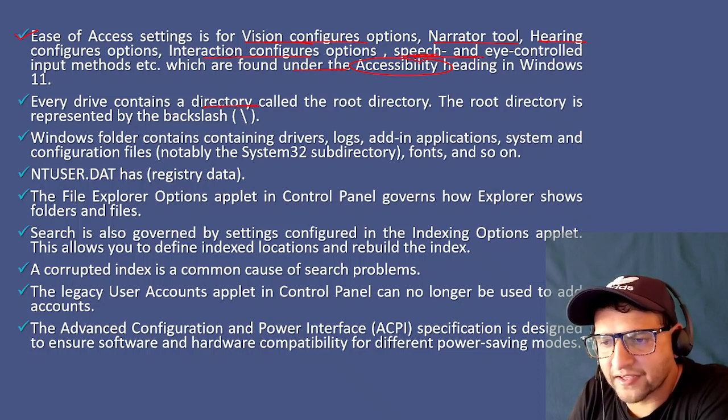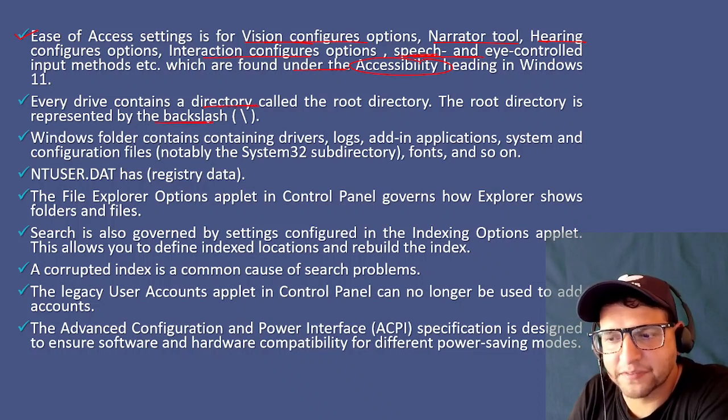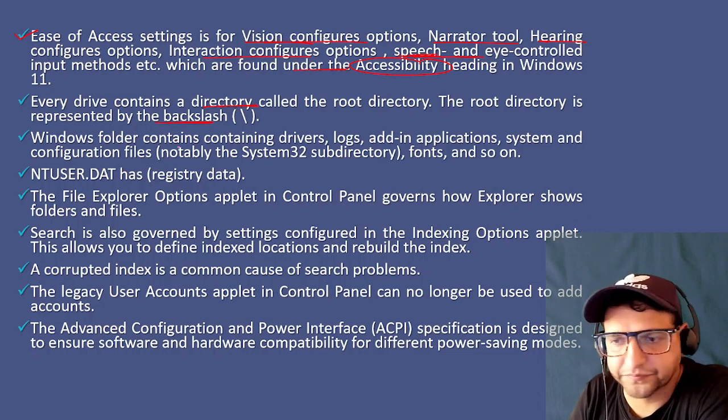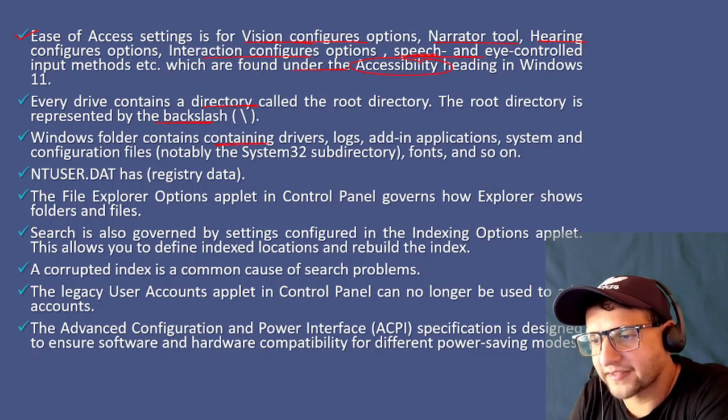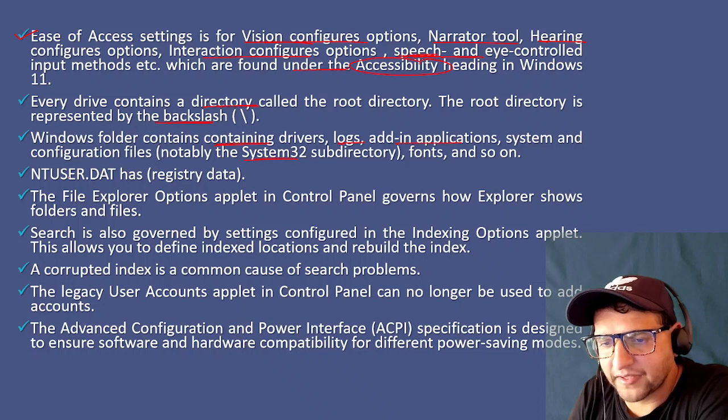Each drive contains a directory called the root directory. Root directory is represented by a backslash. The Windows folder contains drivers. It contains logs, add-on applications, system and configuration files, like system32, fonts and so on. But end user data has a registry data.